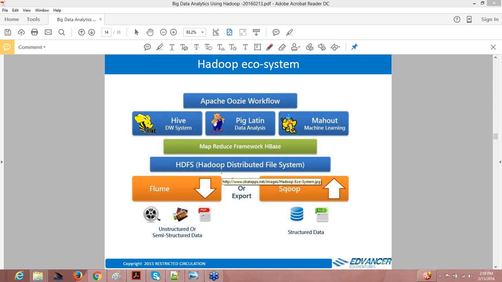Now let's take a look at what are the other sub projects built around these core components. We'll put them into different categories and understand. First is storage. For storing enormous amounts of structured, unstructured, semi-structured data, we use HDFS, the Hadoop distributed file system.